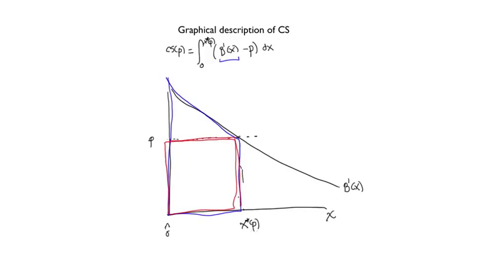But what do we learn then? Since the consumer surplus is the difference between these two areas, it is given by this area. This is the consumer surplus at p. It is the area from 0 to x star of p, the level demanded, below the marginal benefit curve and above the price line. It's just that area. That's very nice.